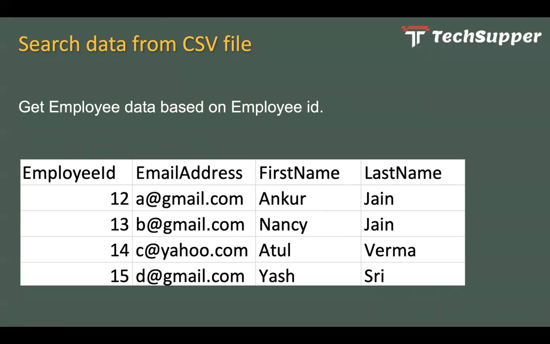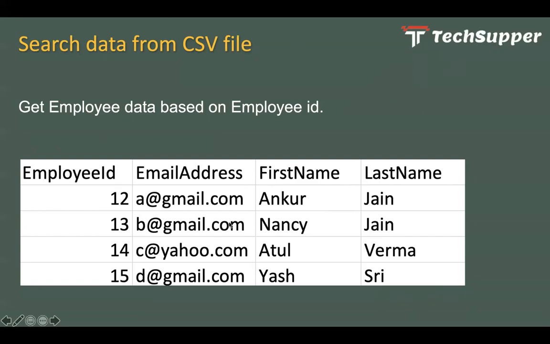Let's suppose you have a table, and from this table you get the employee record based on the employee ID. So here, instead of using a table, I have a CSV file wherein I have the employee records, and we will search that record from the file. So let's see how we can execute this use case.